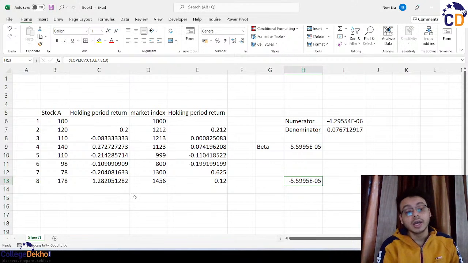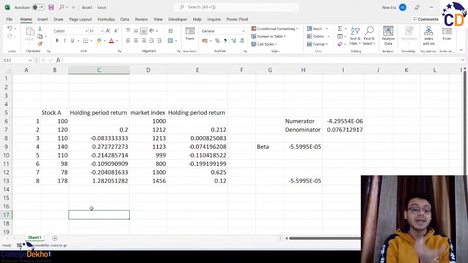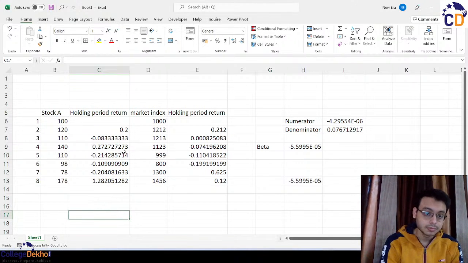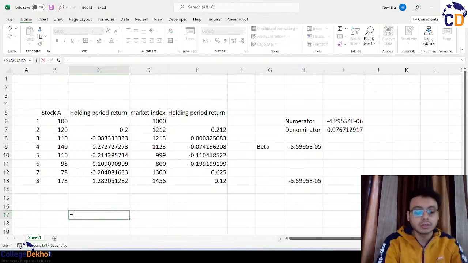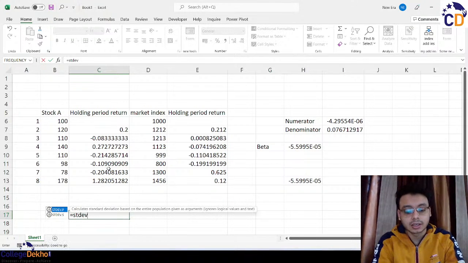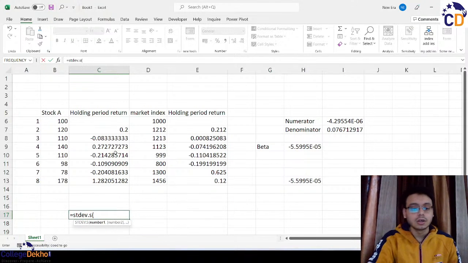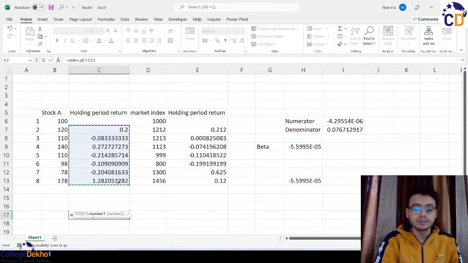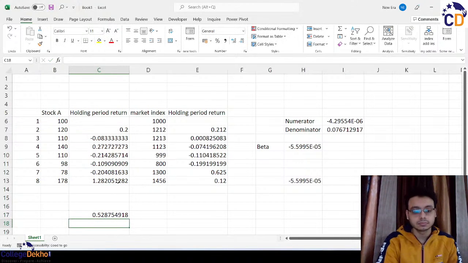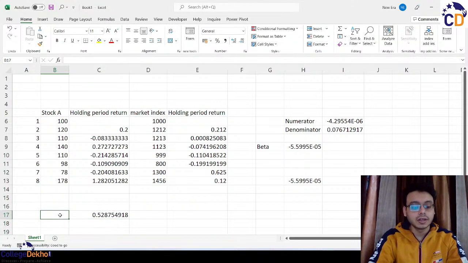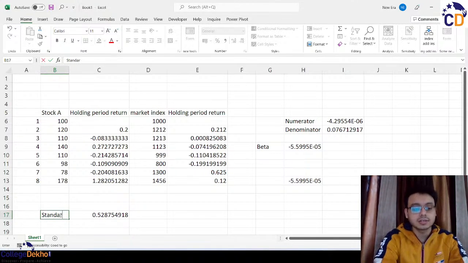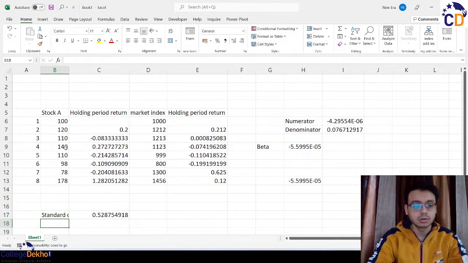If you want to calculate the variance or the standard deviation of these returns, again you have the formula STDEV.S. You can calculate the standard deviation of these returns as well. Again, we can also calculate the variance of these returns. I'll write here standard deviation.